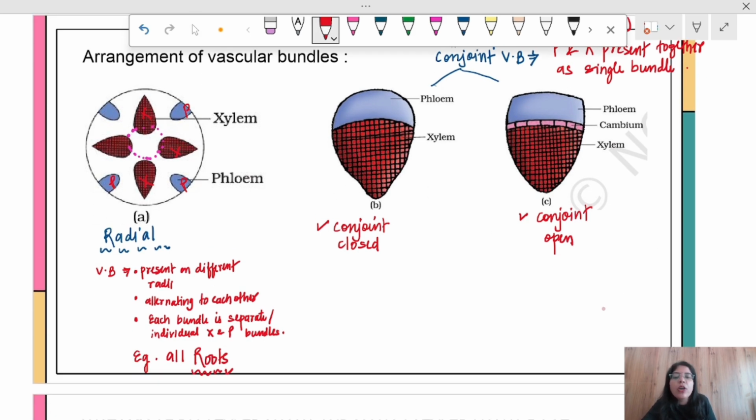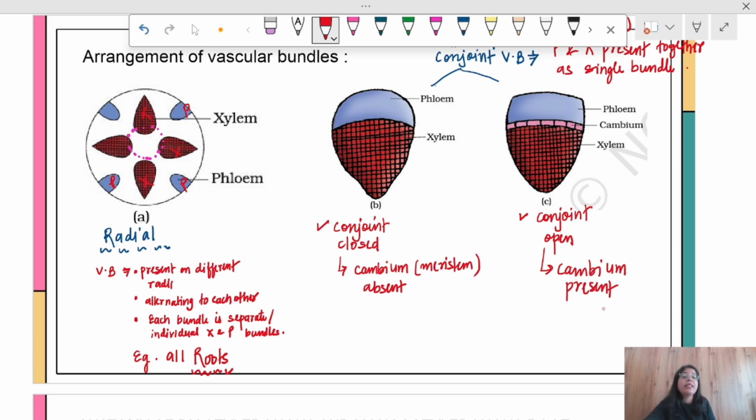What is the meaning of closed? Closed vascular bundle means here cambium is absent. What's the meaning of cambium? Cambium is another name of meristem. It's a primary meristem which is present inside, but function is like a secondary meristem. They also help in dividing the tissues and making secondary permanent tissue. That's why I'm saying function is like secondary. So if cambium is absent here, can this do secondary growth? No. So I'm writing no secondary growth.